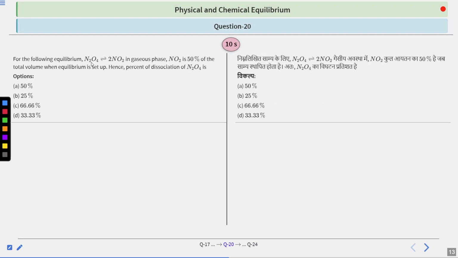For the following equilibrium, N2O4 decomposes to 2NO2 in the gaseous phase. NO2 is 50% of the total volume when equilibrium is set up. Hence, the percent dissociation of N2O4 is: options are A 50%, B 25%, C 66.66%, and D 33.33%. So you have some time to solve this question. Your time starts now.